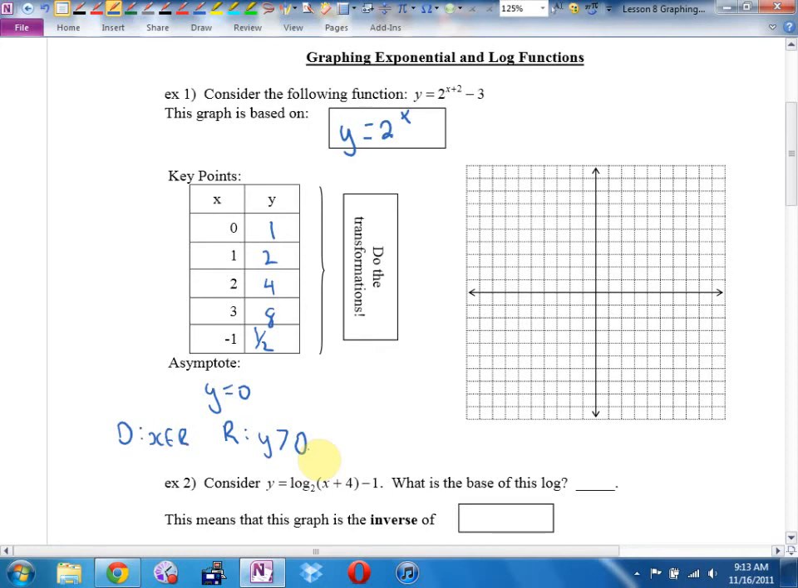Now it took us about 3 minutes to do this. In your head, quietly, it takes about 30 seconds when you get the hang of this. You jot this off in the margin somewhere. Now I wrote here, do the transformations. How has this graph been moved? What does that plus 2 do to the graph? What else? I think 3 down. Yes, because the 3 is no longer on the y, so it's not backwards. Good review of transformations, yes?